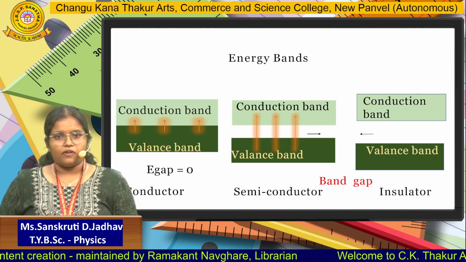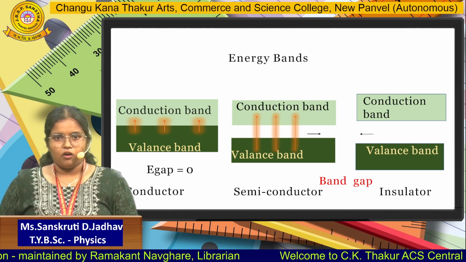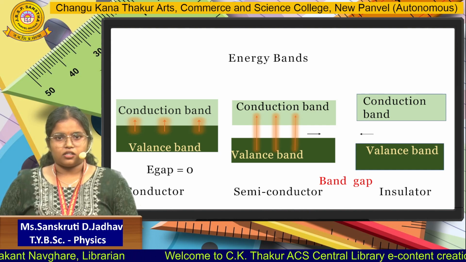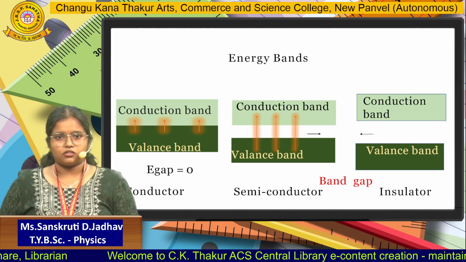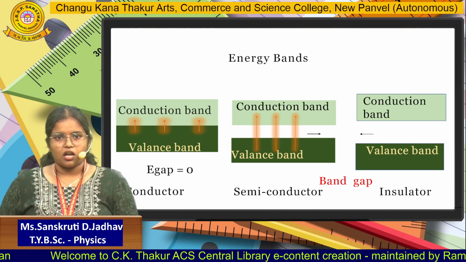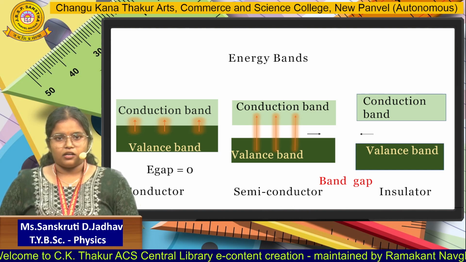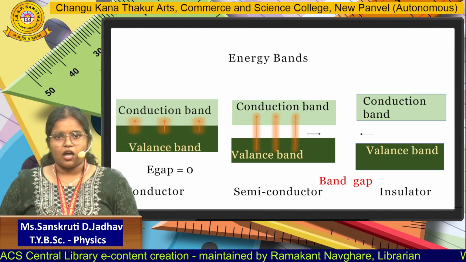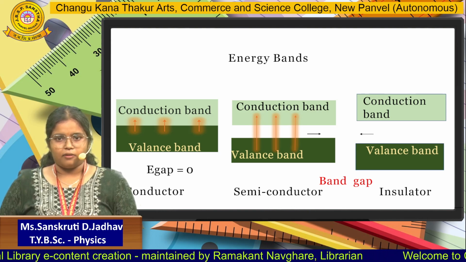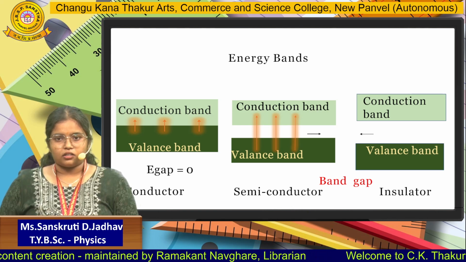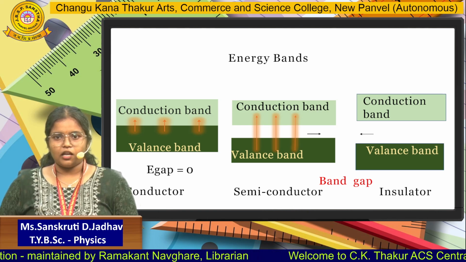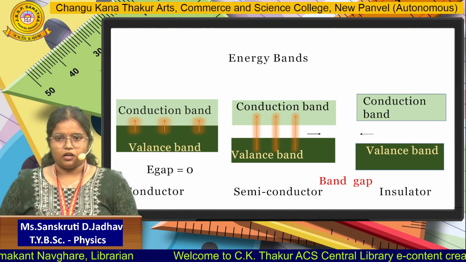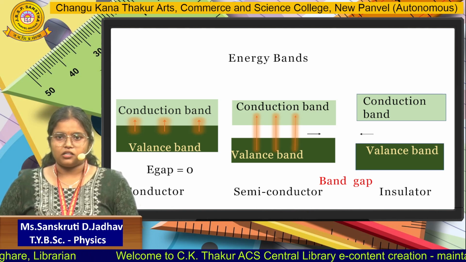Now let us study about the valence band and conduction band. What is valence band? Valence band consists of the valence electrons, and the conduction band consists of the electrons which are passed from valence band to conduction band. In conductors, the valence band and conduction band do not have an energy gap between them. In semiconductors, the energy gap is greater than conductors and less than insulators. In insulators, the energy gap is much higher than semiconductors, due to which electrons cannot pass to the conduction band.